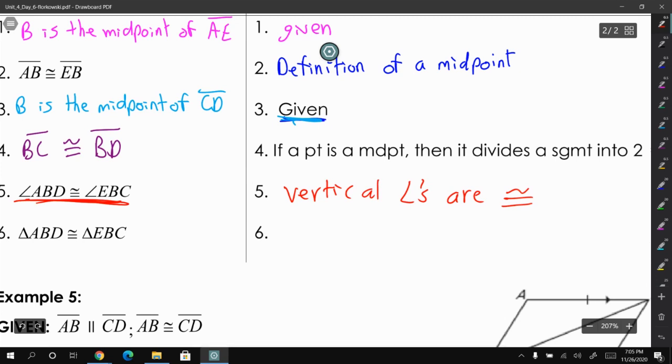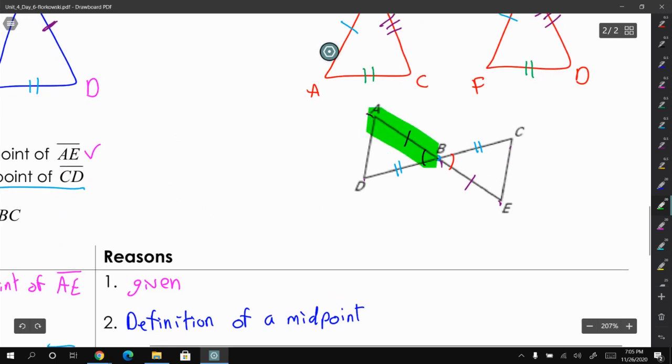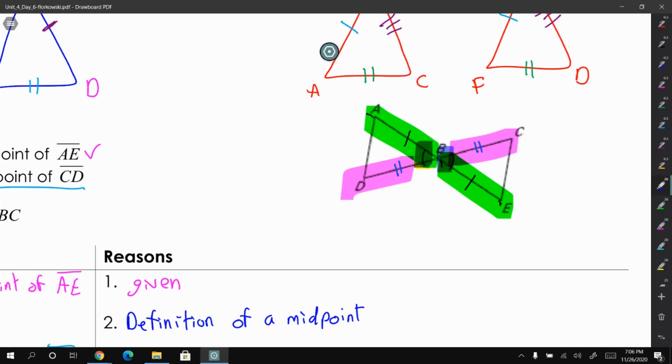So then we can say that the two triangles are congruent by side angle side. And again, we can go up here and say, okay, here's one pair of congruent sides. Here's another pair of congruent sides. And this angle here in the middle, that is our included angle, and it's the included angle on both triangles, so we do have side angle side here.